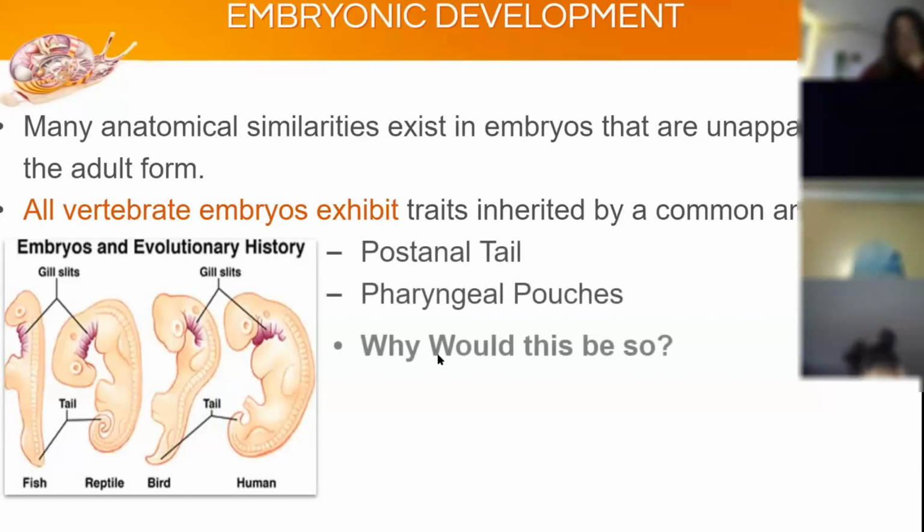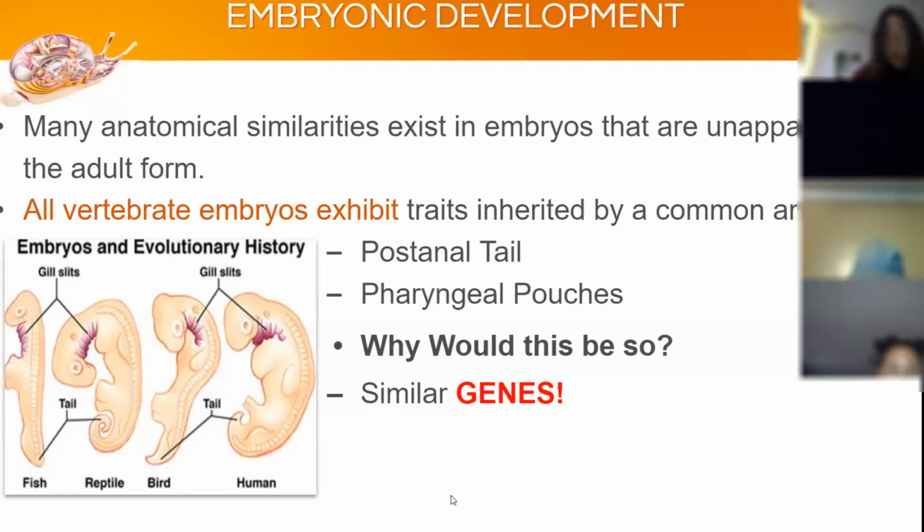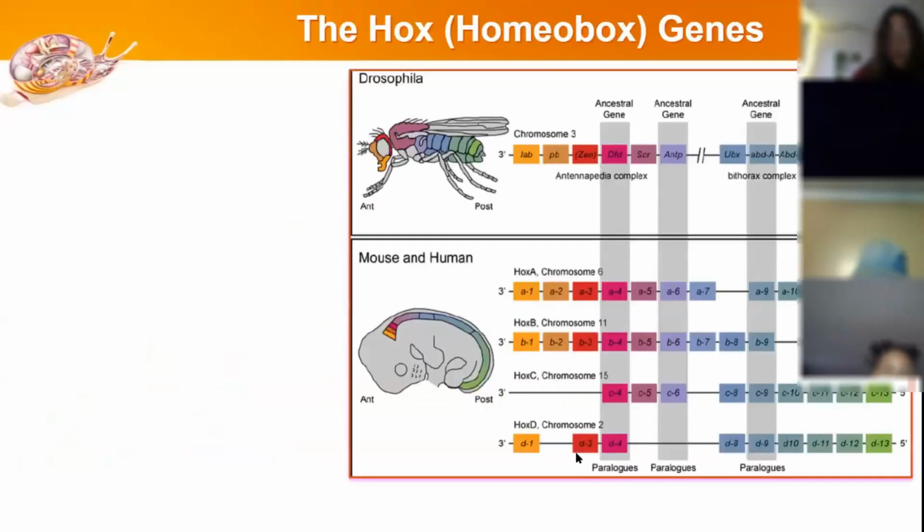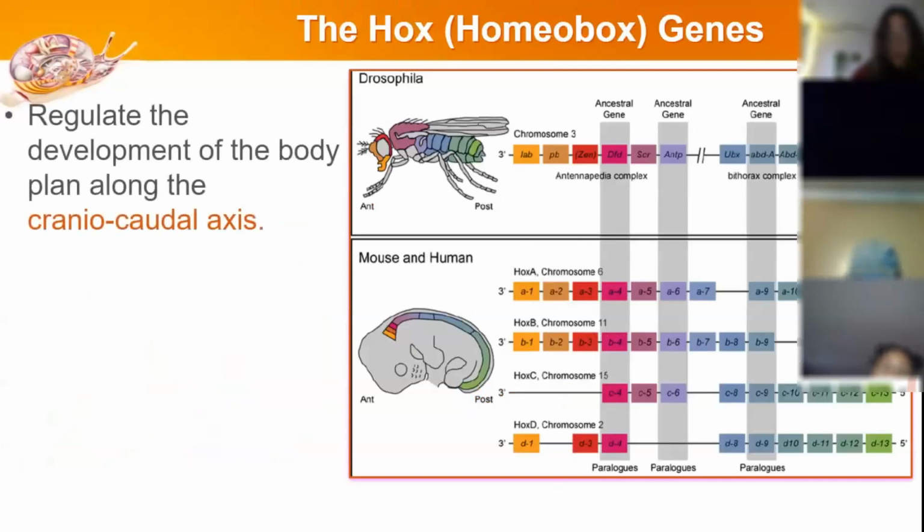The post-anal tail, the pharyngeal pouches, and again, it's your genes that code for your traits, right? And we talked about the homeobox. We talked about the axis, like posterior, anterior. There's genes that determine what's going to be the head, the thorax, and the caudal region. So the same genes are coding for these traits. And if you have the same genes, you must be coming from the same ancestor.